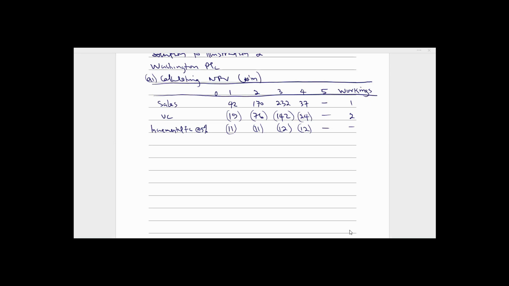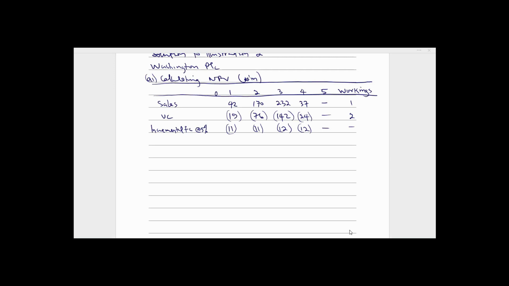Yes. The 8 million naira is not relevant. True, but why? Because it has been spent before the project. It's a sunk cost. That's what the examiner wants you to say. It's a sunk cost. All right? It's a past cost. Then we're also given initial market research.